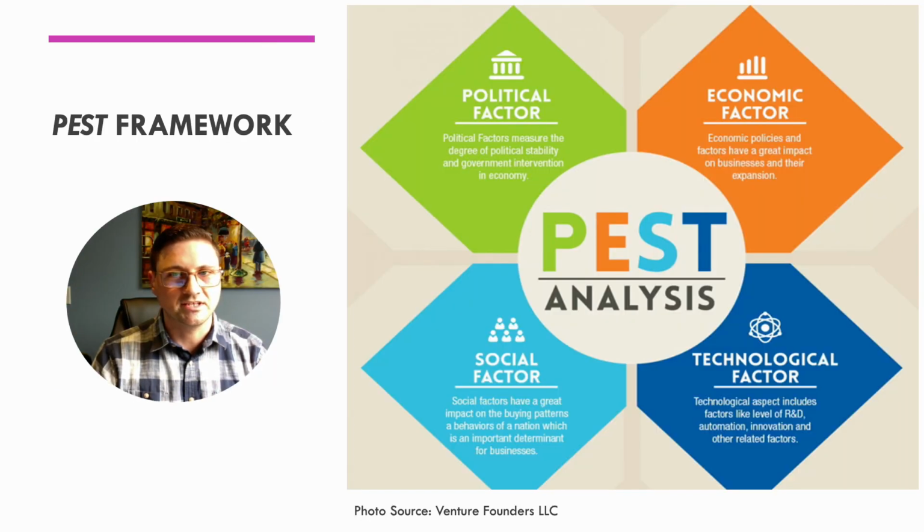Here is what the framework looks like for the PEST analysis. You can see it starts on the top left and goes over to the right, moving into economic, and then it jumps down into the bottom left with the social factors. I want to say sociological. I'm so used to the PESTLE analysis. And then next to that, we have the technological factors on the bottom right-hand side.